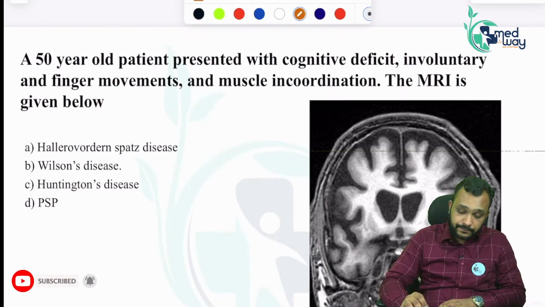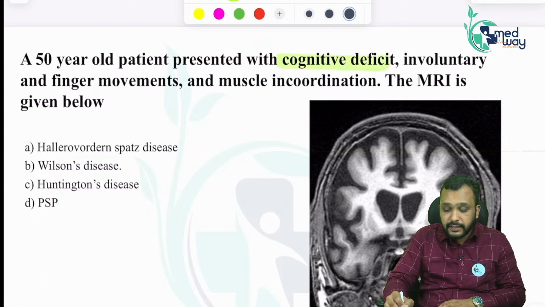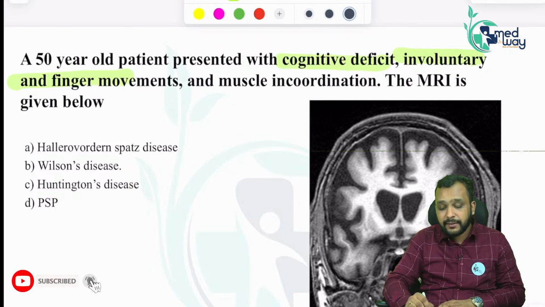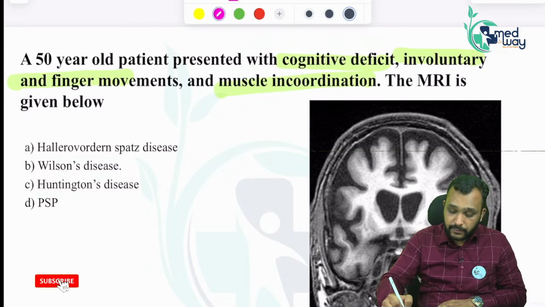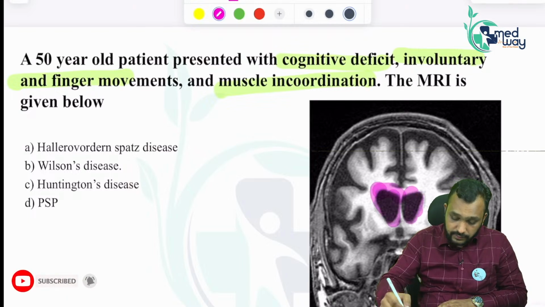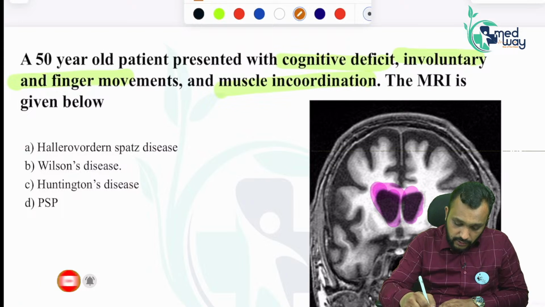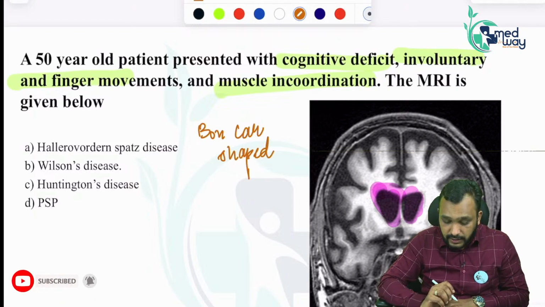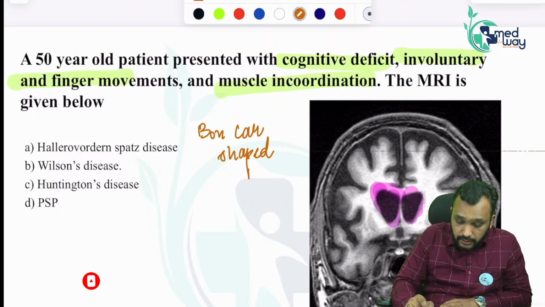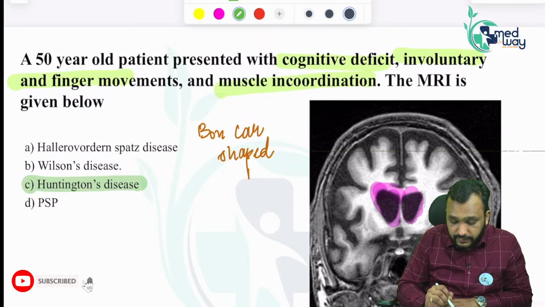So a patient presented with cognitive deficit, involuntary hand and finger movements and muscle incoordination. So on MRI of the brain, you will see that the shape of the ventricles, these are your boxcar shaped ventricles, right? And this boxcar shaped ventricles, very good Dr. Tausif, these are seen in patients with Huntington's disease, right?